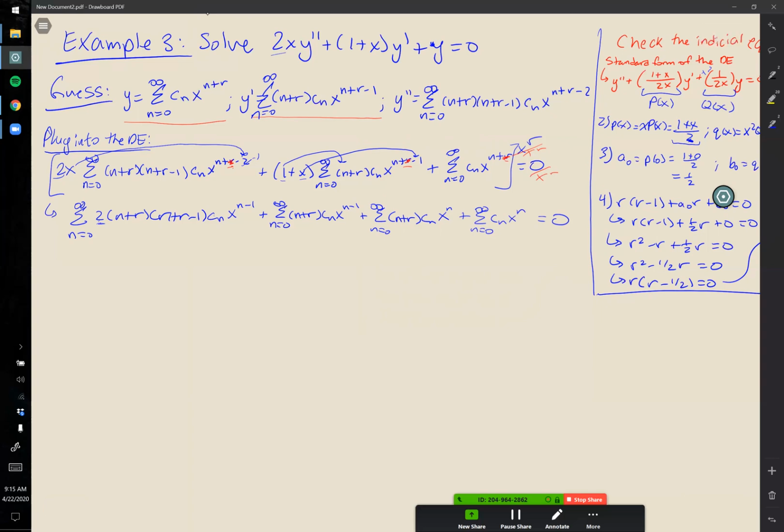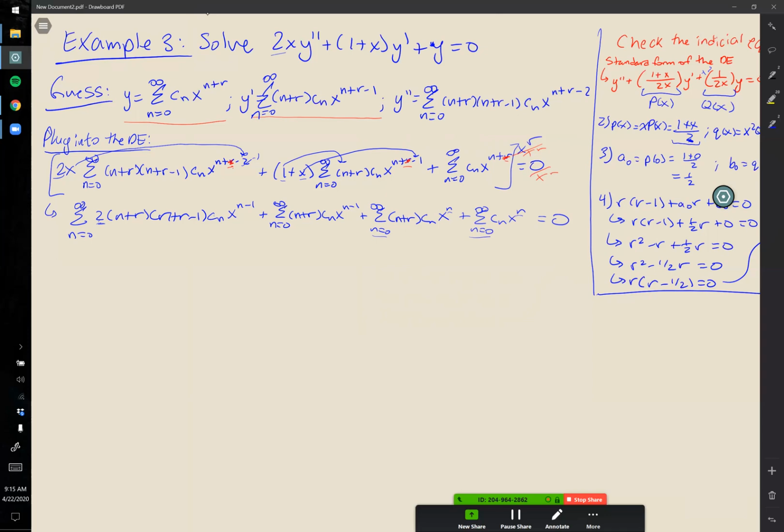Okay. All right, so what are we going to do? Well, what can we do? So let's see. These are already pretty much set. They have n equals 0, and they're starting at n. So I'm not sure what I want to do there. These are the problem children.